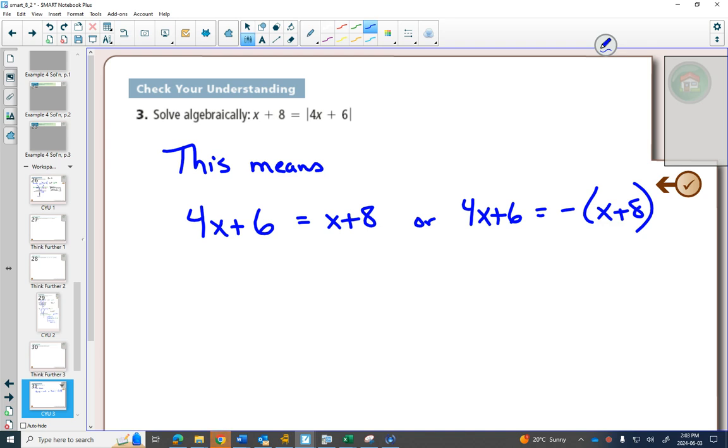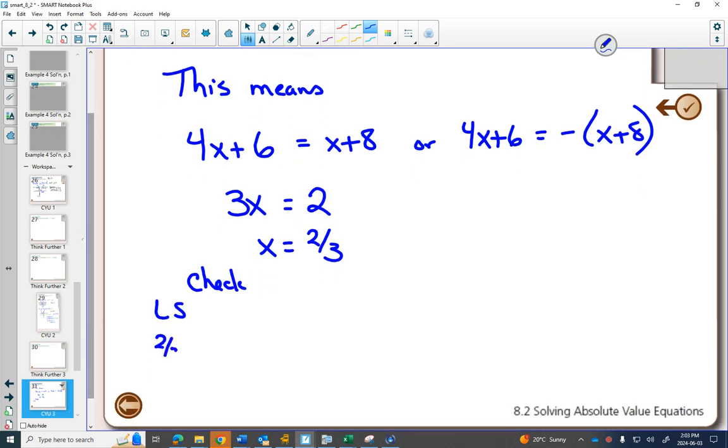If I'm solving this first one, I would put my x's together, and I move my 6 to the other side, and then I divide by 3. And with absolute values, we sometimes have to be careful, so we're going to just check to see if this works. If I put in 2/3, what's my left side? My left side would be 2/3 plus 8. How do I add fractions? I need a common denominator. 8 is 24 over 3. So the left side would be 26 over 3.